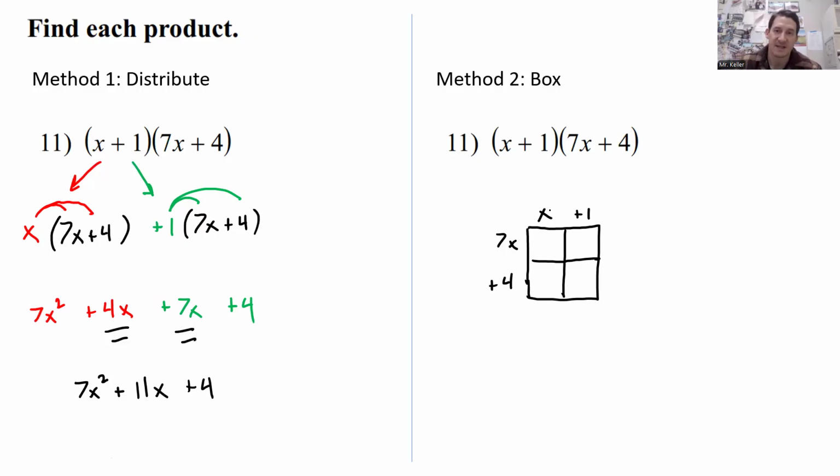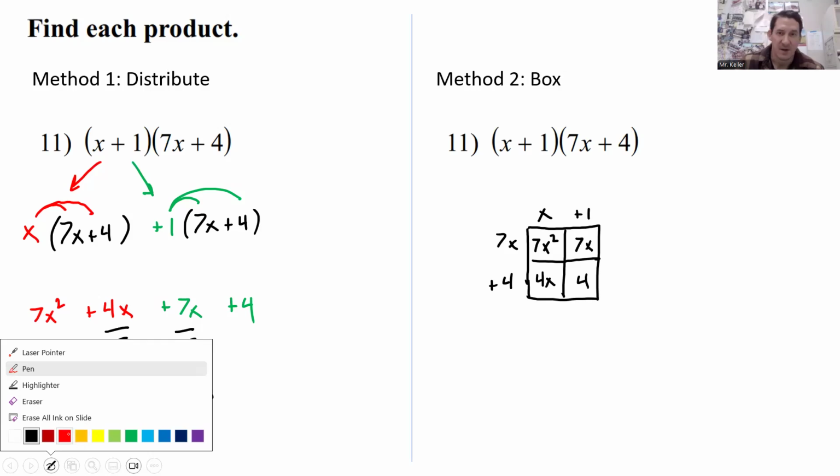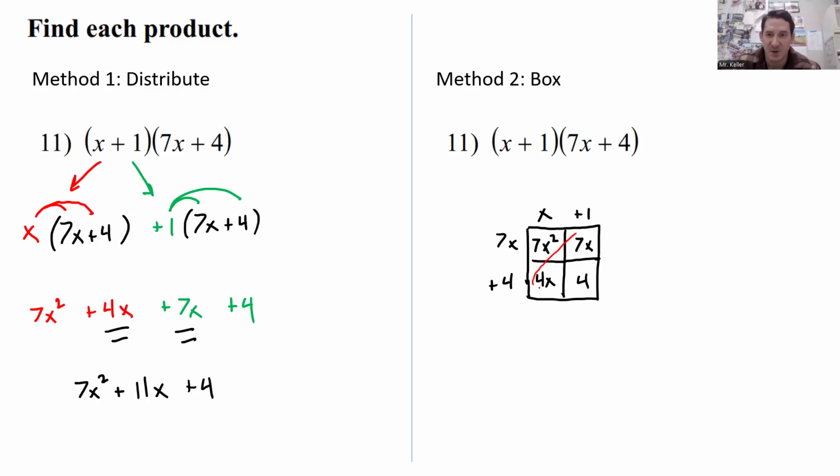So I'll do 7x times x is going to go in this first box here. So 7x times x is 7x squared. 7x times 1 is 7x. X times 4 is 4x. 1 times 4 is 4. Then if you set up the box correctly, your like terms will just be kitty corner from one another right here. So you have to combine those like terms. You do have to rewrite out the polynomial. So 4x plus 7x is 11x.